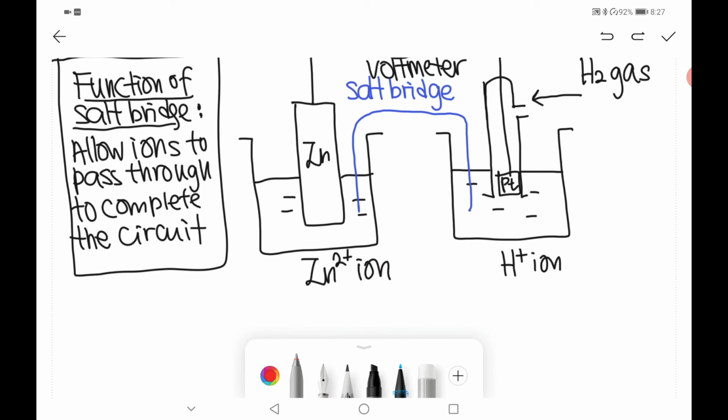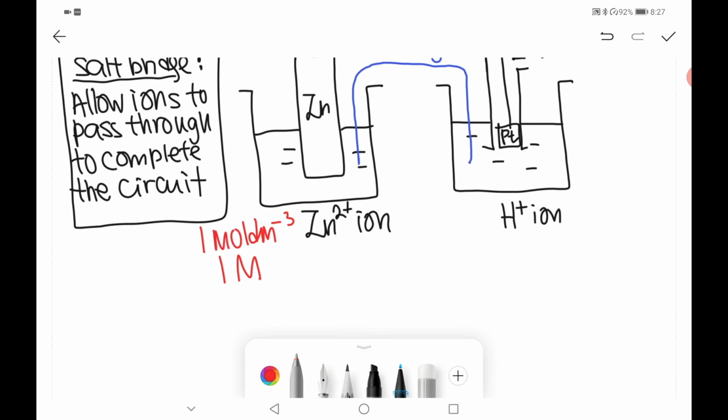Okay, so it's 1 mole per dm3. This is 1 mole per dm3. If you don't want to write 1 mole per dm3, you can write 1 M. Okay, no problem. It's acceptable.